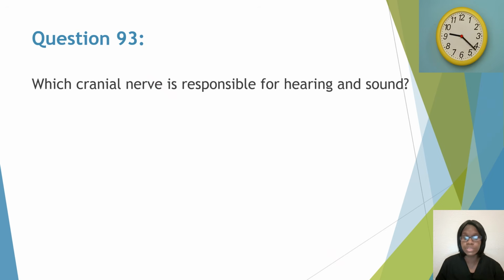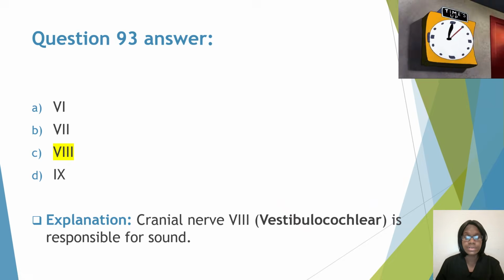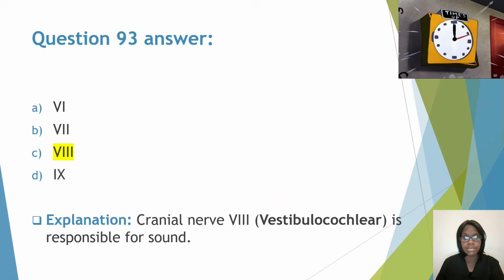Question 93. Which cranial nerve is responsible for hearing and sound? A, 6, B, 7, C, 8, D, 9. All right, the correct answer is C, 8. Cranial nerve 8, or vestibulocochlear, is responsible for sound.